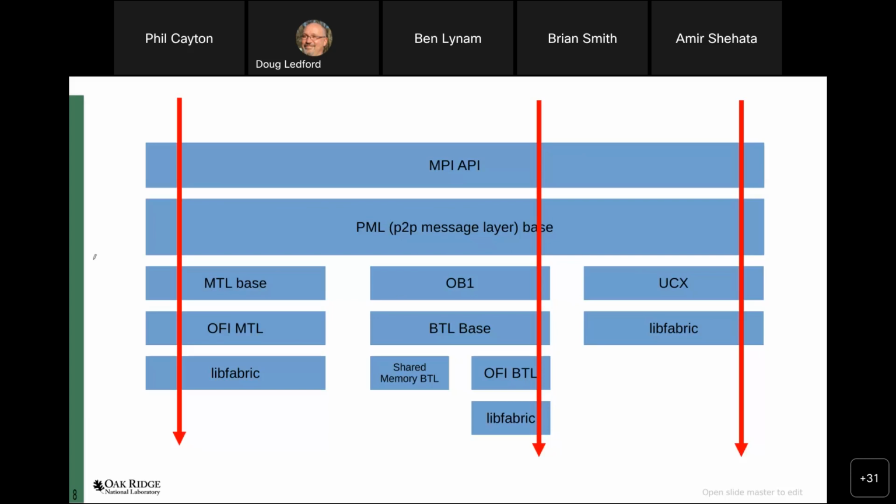The second option we thought about was to use the BTL path. This would use the Libfabric RMA and Atomic APIs. The BTL layer already has the ability to select the component to use based on the locality of the peer: the shared memory BTL component for intra-node communication, and the OFI BTL for inter-node communication.